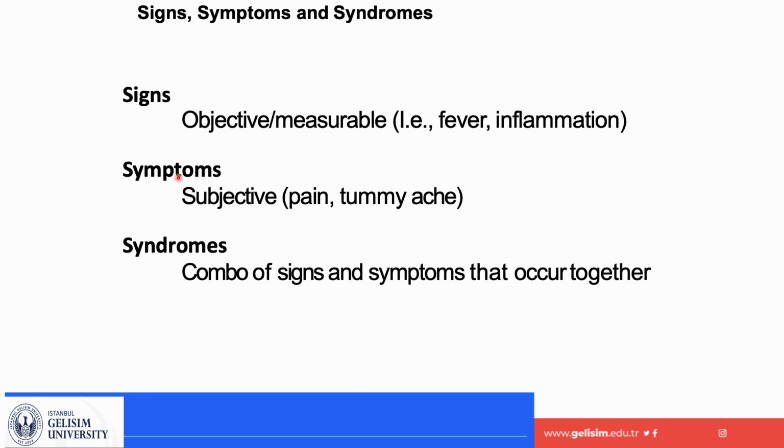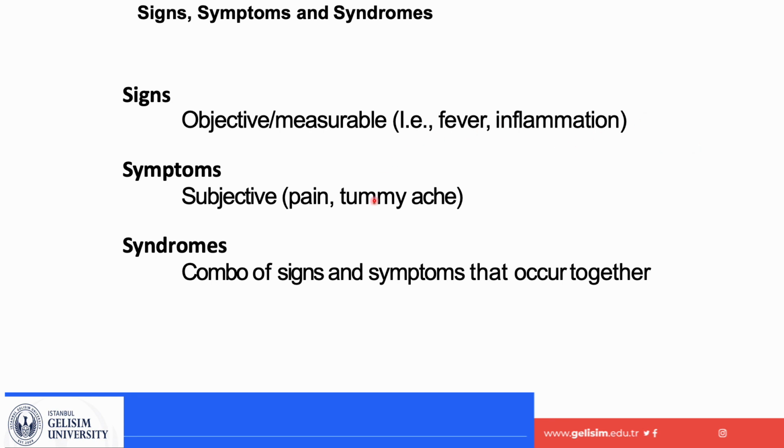So, we spoke about some terms: signs, symptoms, syndromes, and you guys should all be familiar with this. What is a sign? Anything that you can measure is considered a sign. So your body temperature, that's measurable. If you have redness or swelling, that's measurable. An increase in white blood cell counts, that's measurable. You're vomiting, that's measurable.